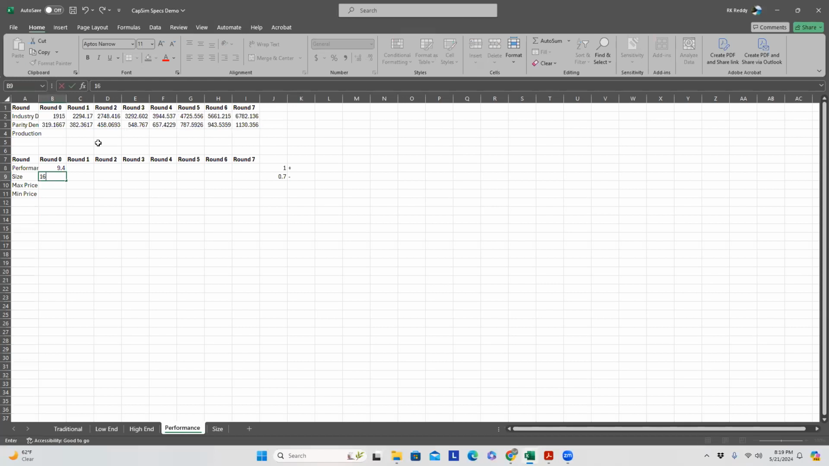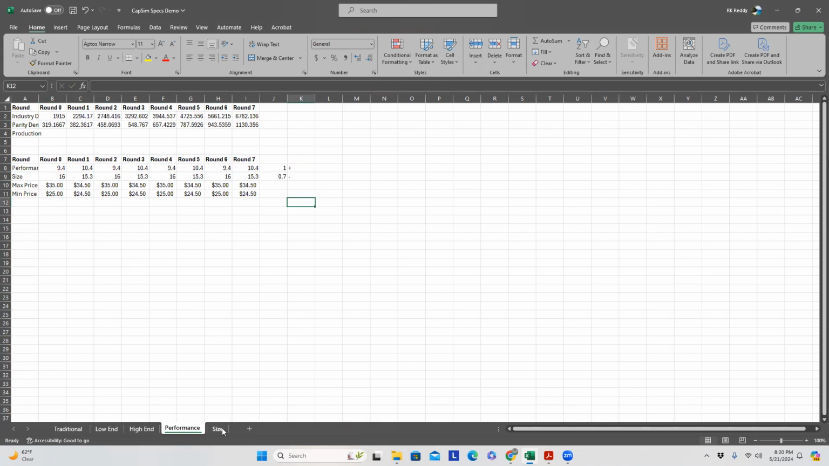9.4 is what they want, and 16 in size is what they want. And then the price requirements are $25 to $35, so maximum is $35 and minimum is $25. And now let's look at this. What they want is a +1 increase in performance, and for size they want it to decrease by 0.7. And the max price decreases by 50 cents, and the minimum price decreases by $0.5. So here we have the configurations for round 7.